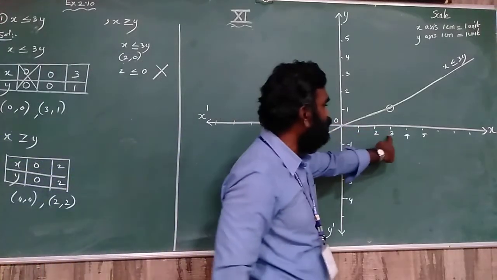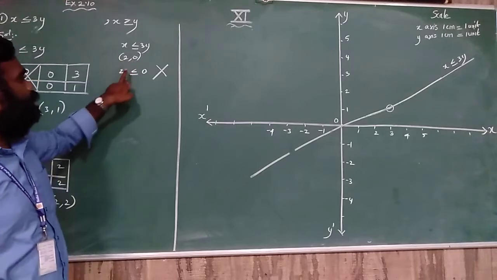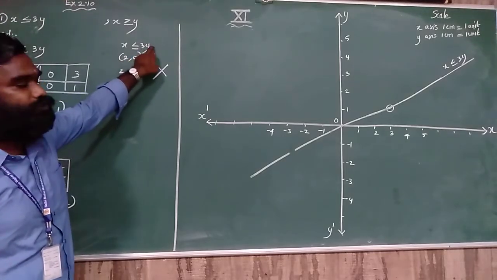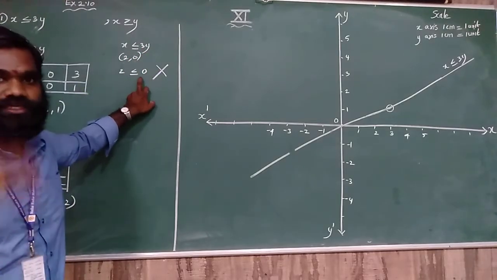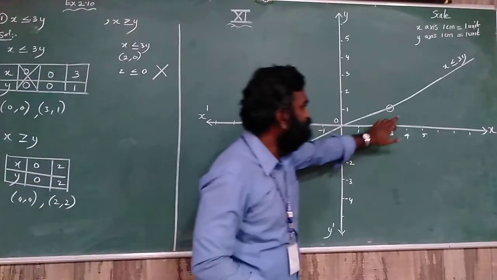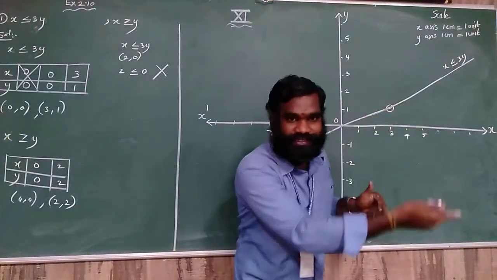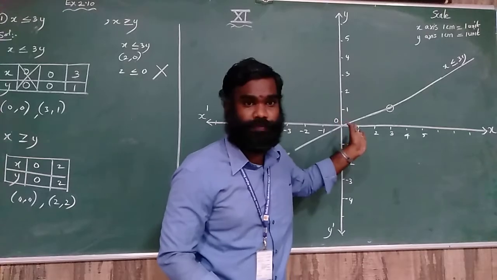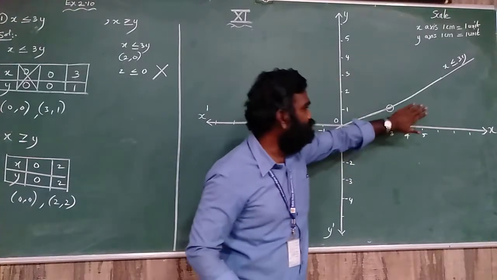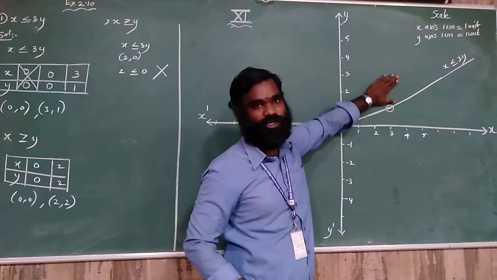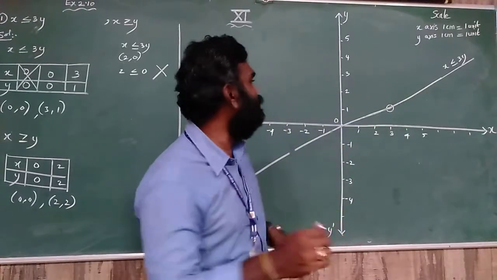Suppose you apply (3, 0). Here 3 is less than or equal to 3 into 0, which is 0. 3 is less than or equal to 0, this is also wrong. So shading is not possible on the right side of the line, but shading is possible on the left side of the line.